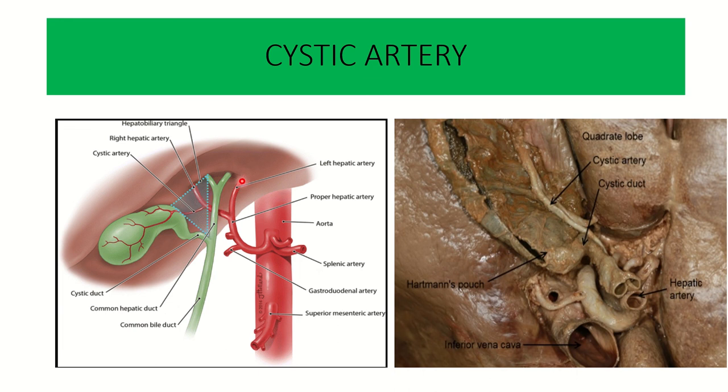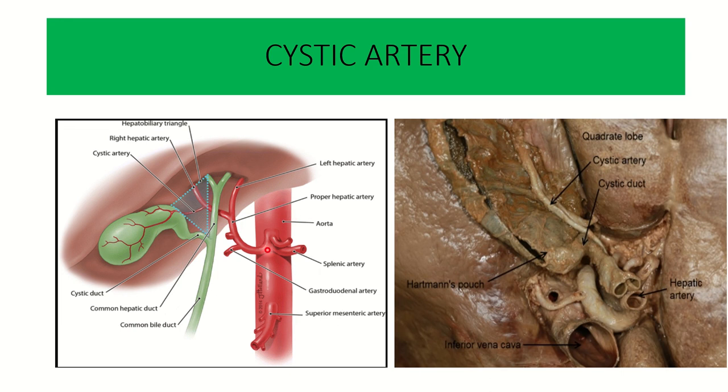We can see here two arteries present in a Y shape. This one is the right hepatic artery and this one is the left hepatic artery. And the right and left hepatic arteries arise from this artery, and this is the proper hepatic artery. The proper hepatic artery arises from the common hepatic artery, and finally it is the celiac trunk and abdominal aorta.